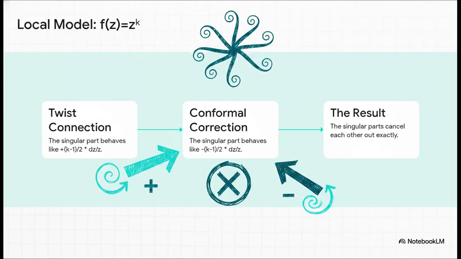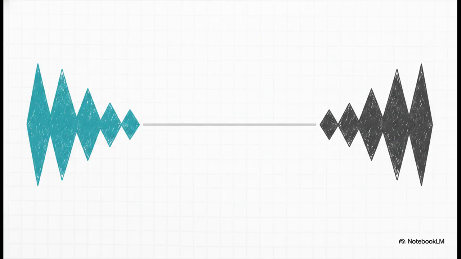And this slide just illustrates the mechanism so brilliantly. If we zoom way in on a single one of these ramification points, the map behaves like a pretty simple function, z goes to z to the k. And what happens is, the singularity that comes from that twist connection is exactly equal in size but opposite in sign to the singularity from the conformal correction. One's positive, the other is negative, you add them together, and poof, they completely cancel each other out, leaving behind nothing. Just smoothness.